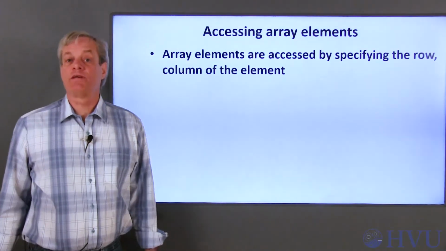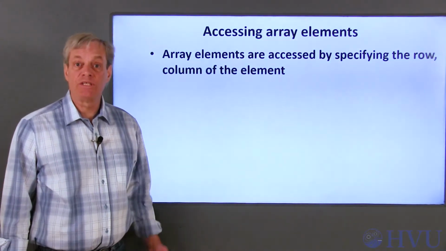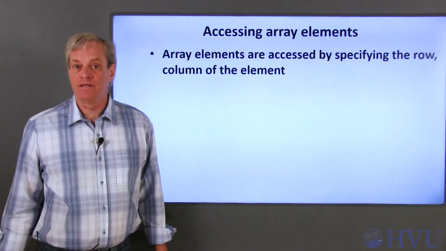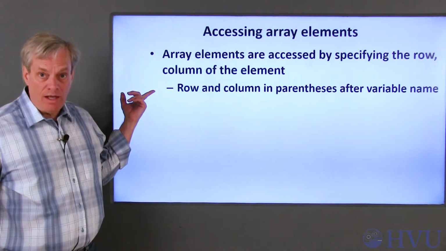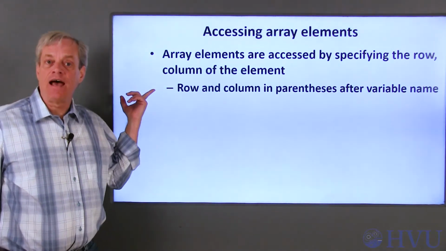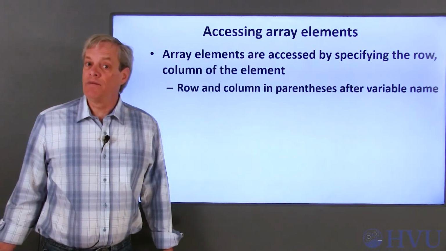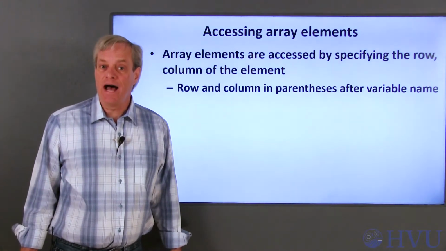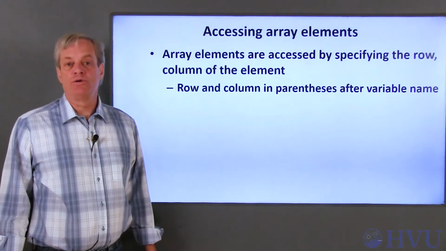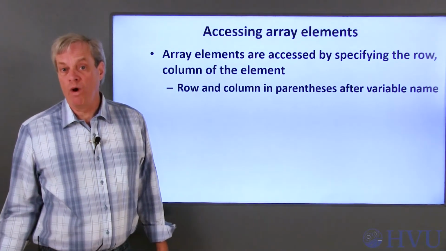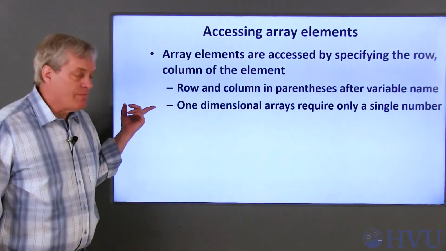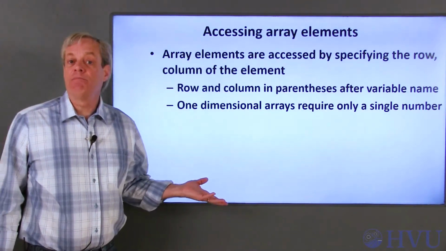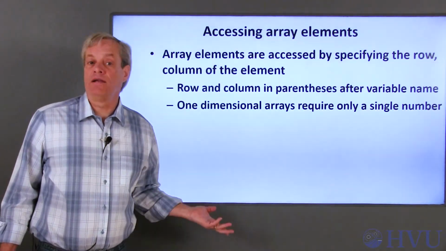Elements in an array are specified by the row and column numbers, in that order, of the element. In Octave, the row and column numbers are placed in parentheses after the array name. The row and column numbers must be separated by a comma. Numbering of rows and columns always starts with 1. Elements of one-dimensional arrays can be addressed by a single number, either the row or the column number.